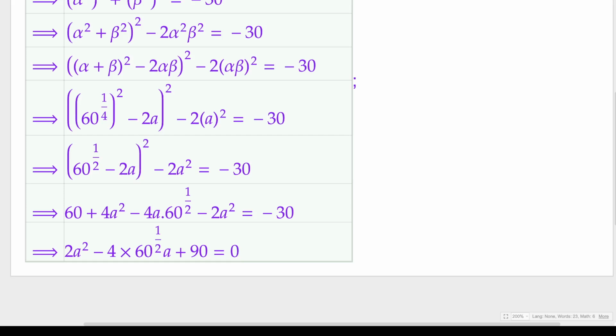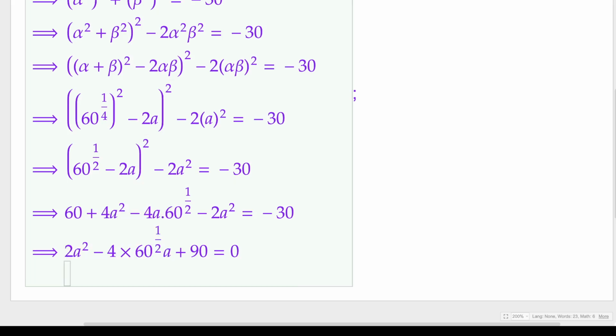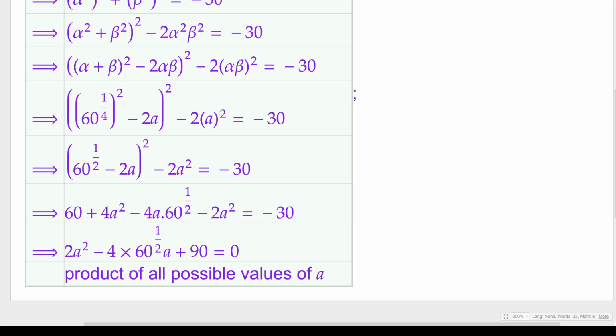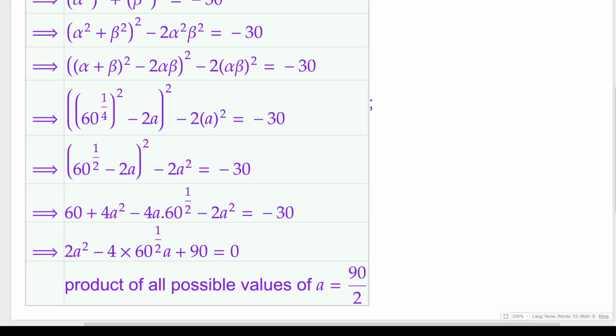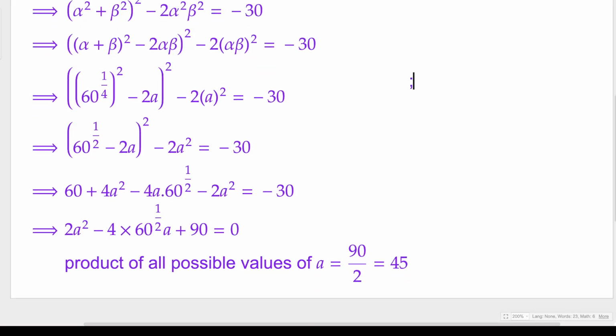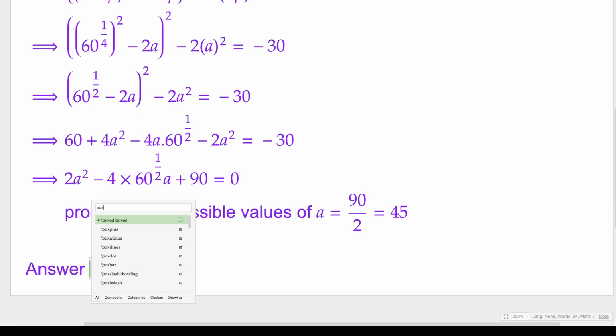Now if I take the product of all possible values of a, that is the product of roots, finally we can say that the product of all possible values of a will be equal to 90 over 2. So this is nothing but 45. Therefore 45 is the answer to this problem statement.